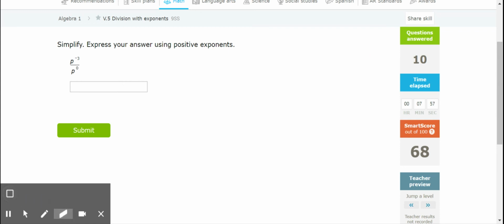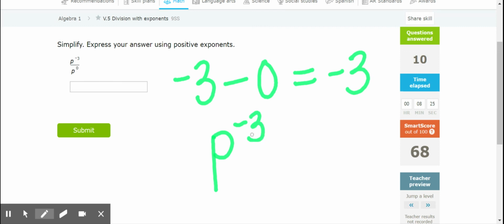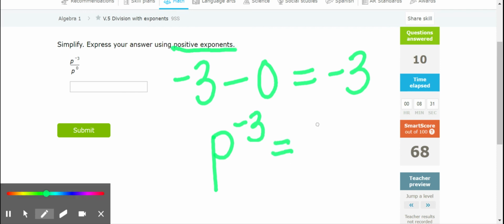Okay, so this looks a little bit different because it does have a 0 as an exponent. I still work with it the same way. So P is on the top and the bottom of my fraction, so that's going to be my base. If I look at my exponents, I have negative 3 minus 0. Negative 3 minus 0 is just negative 3. So my answer would look like P to the negative 3rd power. We cannot have a negative as our exponent. It tells us to use positive exponents. So I'm going to change that so it looks like 1 over P to the positive 3rd.